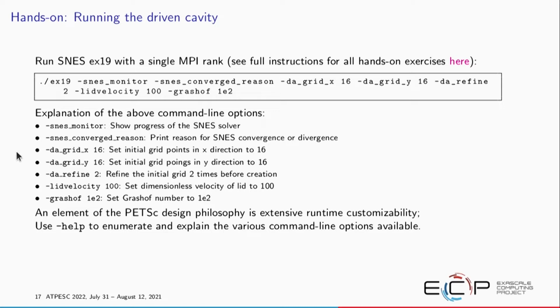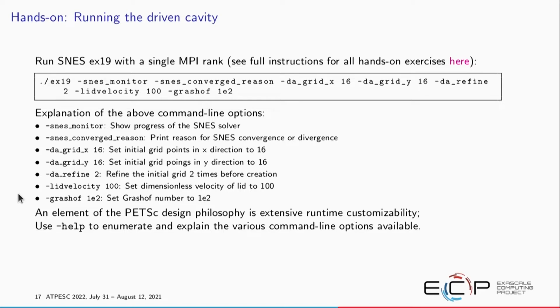I mentioned that we use a PETSc DMDA for helping manage our parallel problem. This sets the initial grid size in the x and y direction, and then I'm telling it how many times I want to refine that before I create the grid that I'm going to run on. So we're going to be controlling the problem size by adjusting this da_refine. And then this is a driven lid problem, so I'm setting this dimensionless velocity of the lid to 100. And then there is the Grashof number, which I'm setting to 100 to start with. And these things will control the nonlinearity.